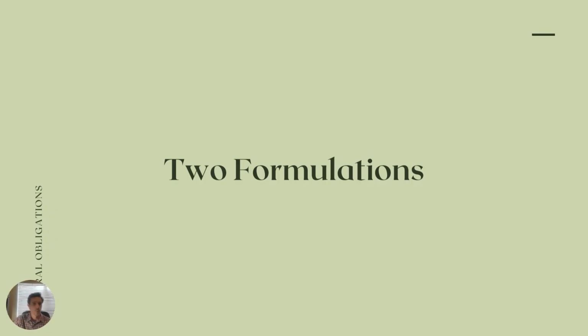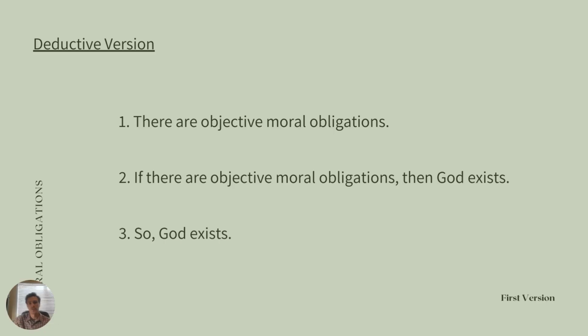argument? Well, there's two formulations of the argument of the moral obligations, and they go like this. The first is the deductive version. Premise 1 of the deductive version says this: there are objective moral obligations. Premise 2 says if there are objective moral obligations, then God exists. And finally, premise 3 says, so God exists. This version is valid, and since it is a valid argument, the only thing left is to figure out if the premises are more likely true than not.